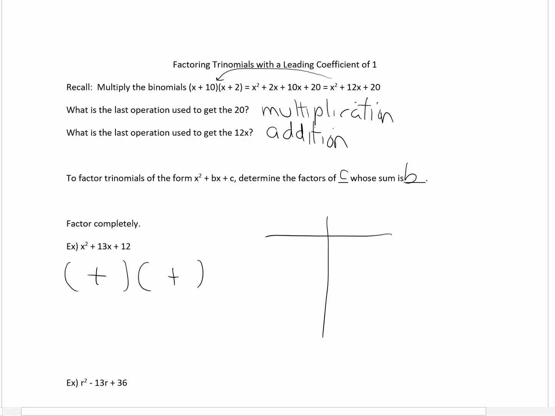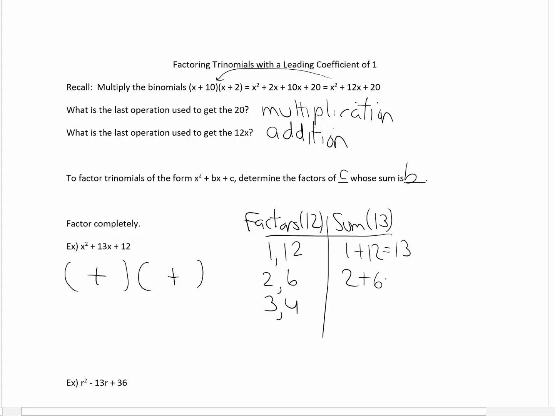So I'm going to create my factor sum table. Factors of 12 whose sum is 13. Well, we've got 1 times 12, 2 times 6, and 3 times 4. 1 plus 12, that's 13. 2 plus 6, that's 8. And 3 plus 4 is 7. So the factors we want here are 1 and 12 because 1 plus 12 is 13.